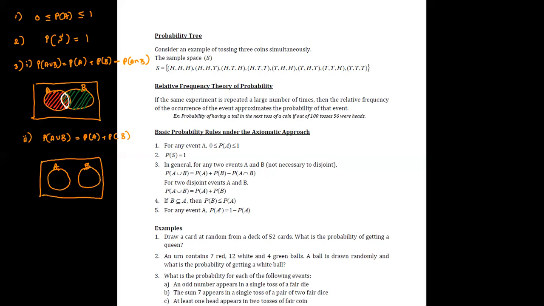Suppose that you need to get A union B, then we get it from this, and we have to color the B as well. That is how we are getting the event A union B. Here we cannot see that there is any intersection, so that value would be 0.